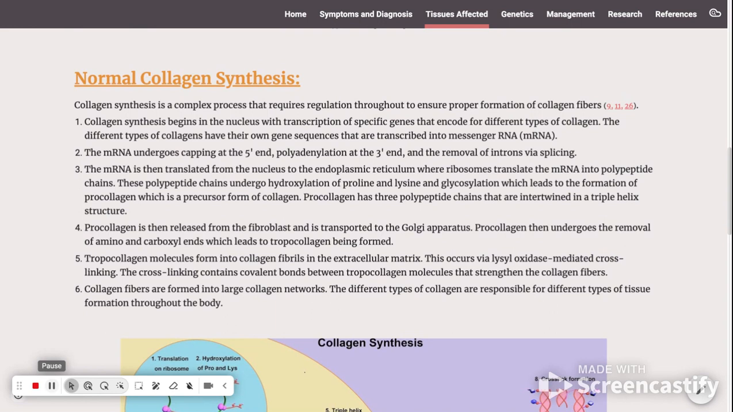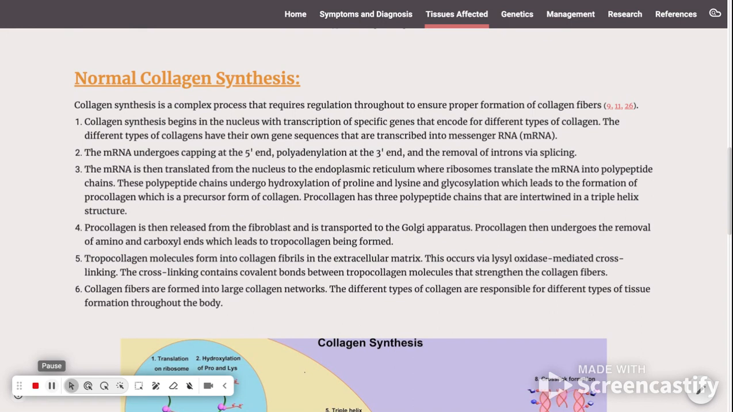So once the collagen genes are transcribed into mRNA molecules, these molecules will undergo processing in the nucleus, and this can include capping, splicing, and polyadenylation. And this basically forms more mature mRNA, and this contains the instructions for building the collagen proteins. This mRNA will then leave the nucleus and enter the cytoplasm, and ribosomes will bind to it to initiate the process of translation.